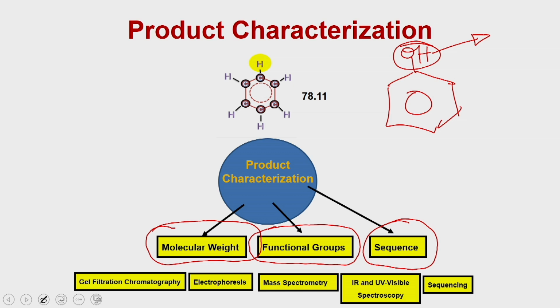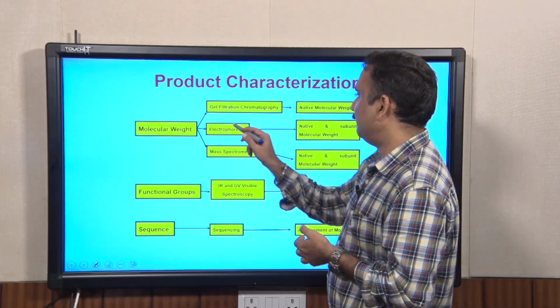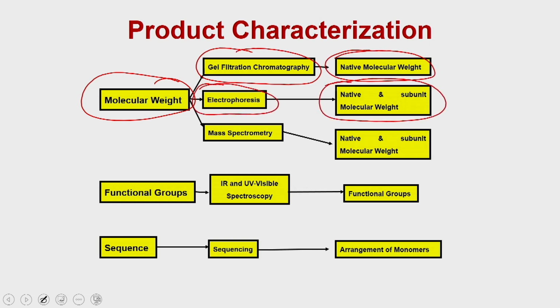For molecular weight determination, we discussed gel filtration chromatography and electrophoresis. For the functional groups we discussed UV visible and IR spectroscopy, whereas for protein sequencing we discussed sequencing techniques, the Edman degradation method or other methods. For example, for molecular weight, gel filtration chromatography is going to give you the native molecular weight. With electrophoresis you have the choice, it will give you the native or the subunit molecular weight.